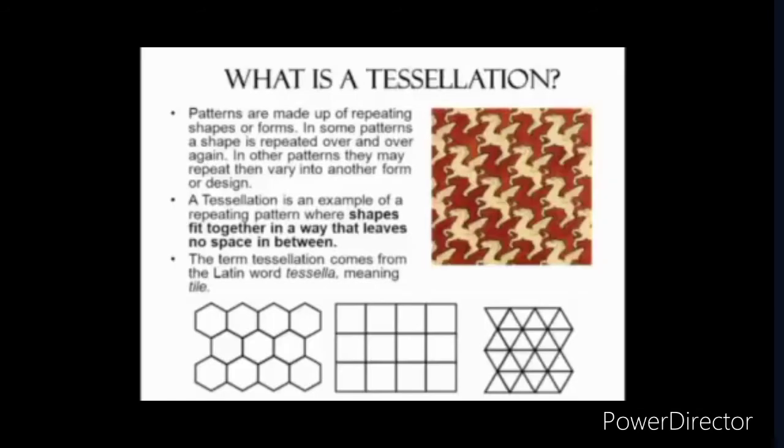Tessellation. What is tessellation? Tessellation patterns are made up of repeating shapes or forms. In some patterns, a shape is repeated over and over again. In other patterns, they vary into another form or design. A tessellation is an example of a repeating pattern where shapes fit together in a way that leaves no space in between. The term tessellation comes from the Latin word tessella, meaning tile. There are only three regular tessellations, those made up of squares, equilateral triangles, or regular hexagons.